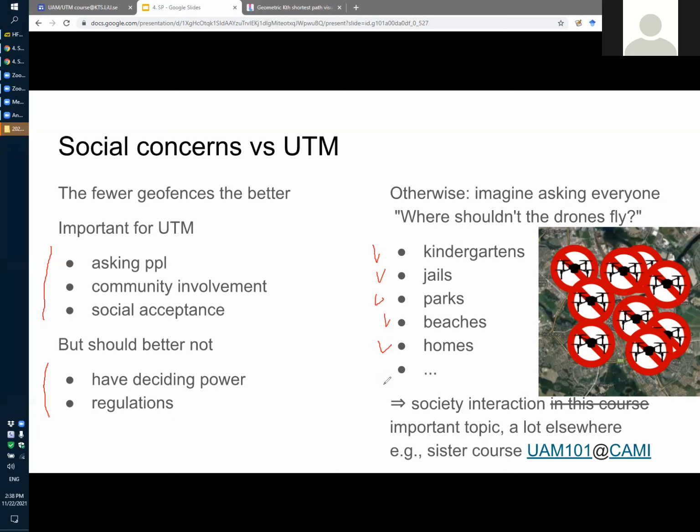So yes, society interaction is important. I'm not saying that it's wrong to interact with the society, but we don't really go into details. There are some projects. If you're interested, then of course that's an interesting topic. You can see more in this course that I already mentioned. But per se, we don't do much societal interaction in this course, as important as it is.